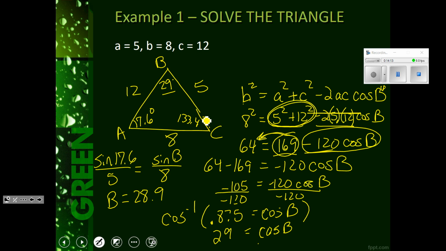Okay? And then again, make sure your triangle makes sense. Does the smallest side reflect the smallest angle? Does the largest side reflect the largest angle? Okay?